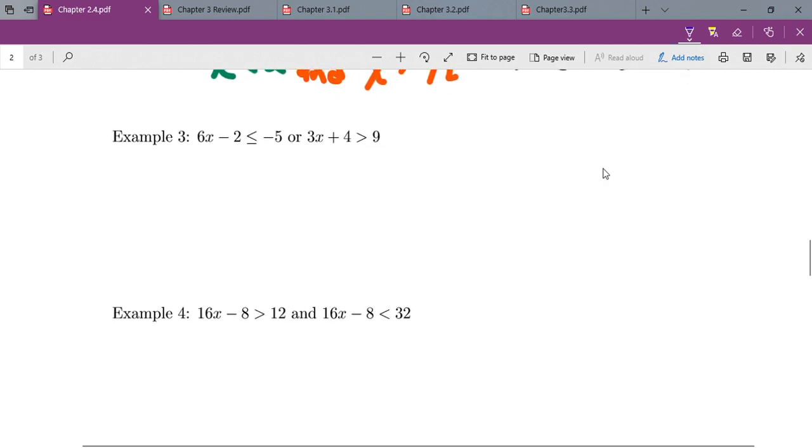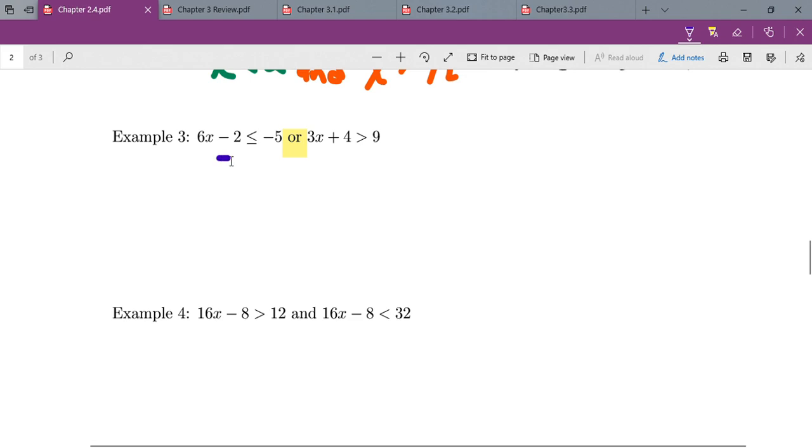Example 3 says 6x minus 2 is less than or equal to negative 5, or 3x plus 4 is greater than 9. Now this one has that or statement. That or statement means that either or could happen. So they don't have to happen at the same time, but at least one of the two has to be true at all times. Okay, so let's go through and solve each of them.